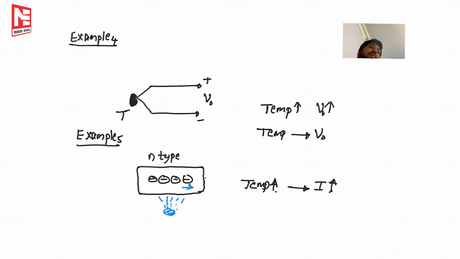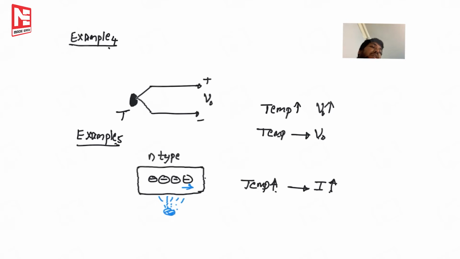Now we discussed almost 5 examples, right? In the first example, temperature is converted into displacement. In the second example, temperature is converted into displacement. Again, in the third example, temperature is converted into displacement. In the fourth example, temperature is converted into voltage. And in the fifth example, temperature is converted into current. What you need to understand here is, in all these 5 cases, the physical parameter, that is temperature, is converted into either displacement or voltage or current.